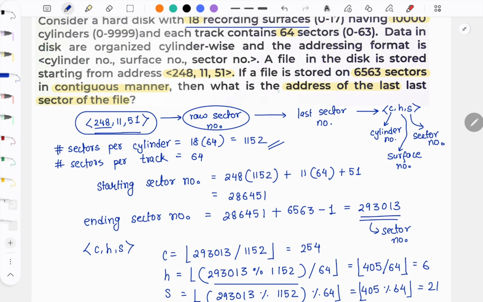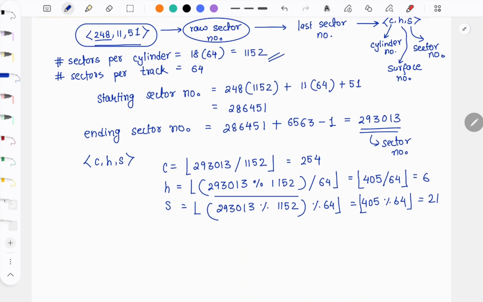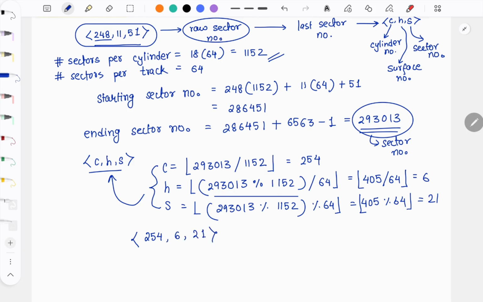So the question has asked us to find out the address of the last sector of the file. This was the sector number, and we have converted it into this format. We have all this data, we'll put it in, and the final address will be 254, 6, 21. This is the cylinder number, this is the surface number, and this is the sector number.